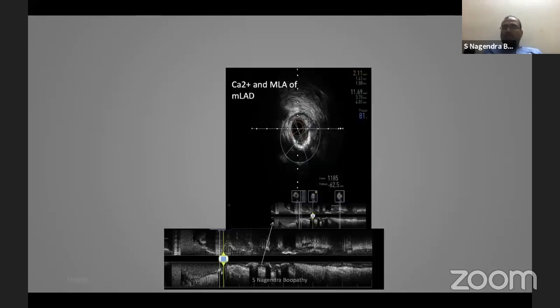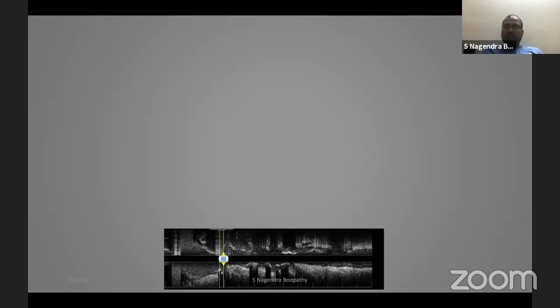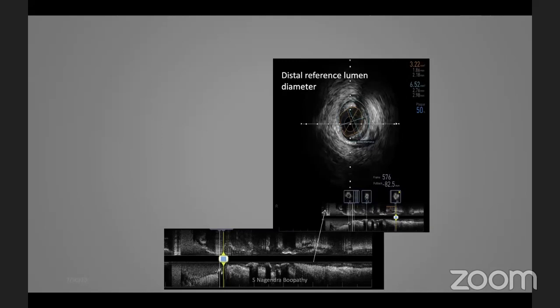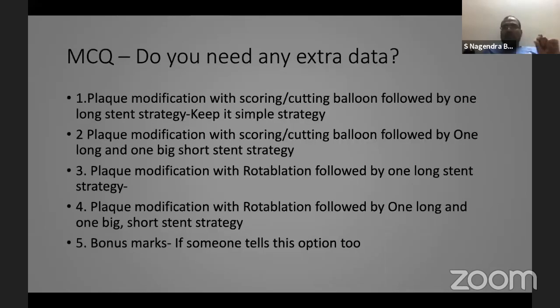This is the minimal lumen segment area in the mid LAD. And this is possibly the distal reference area. Now, the question is, will you intervene in the left main or not? Number one. These are all the questions you should think about in your mind while interpreting the angiography and IVUS.